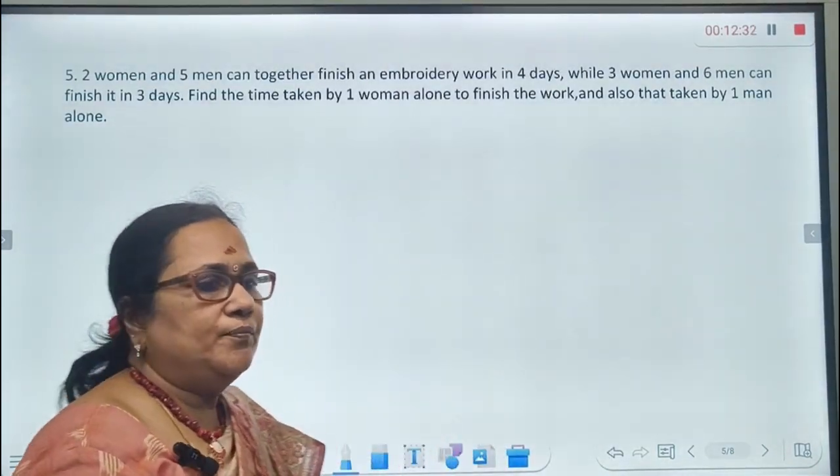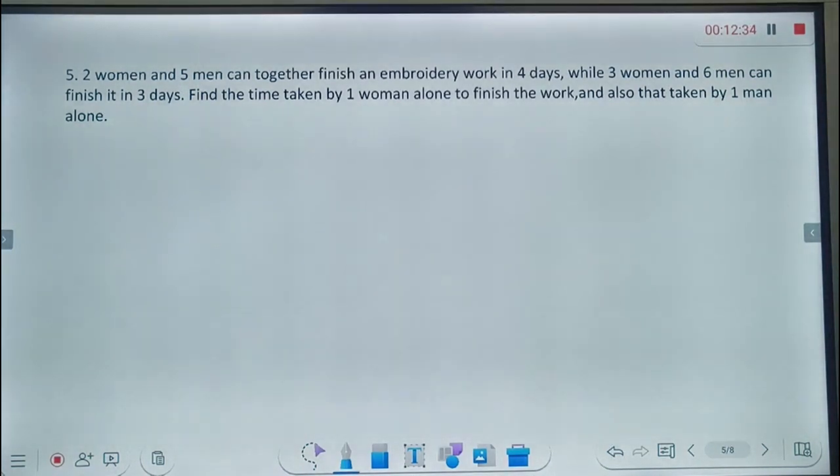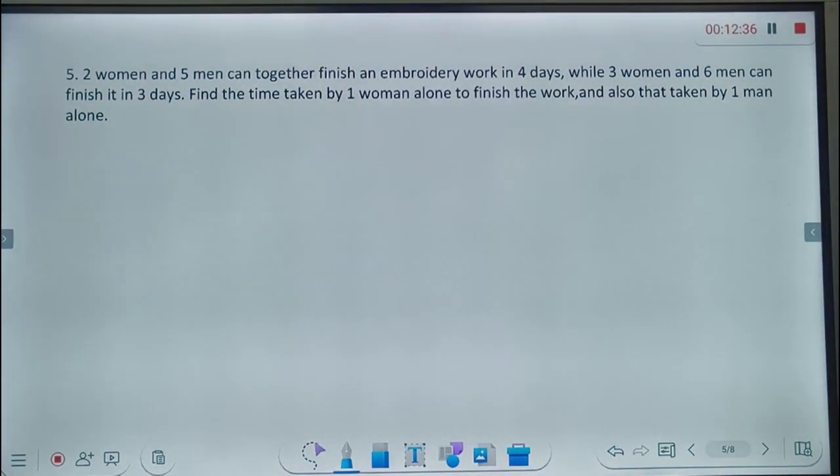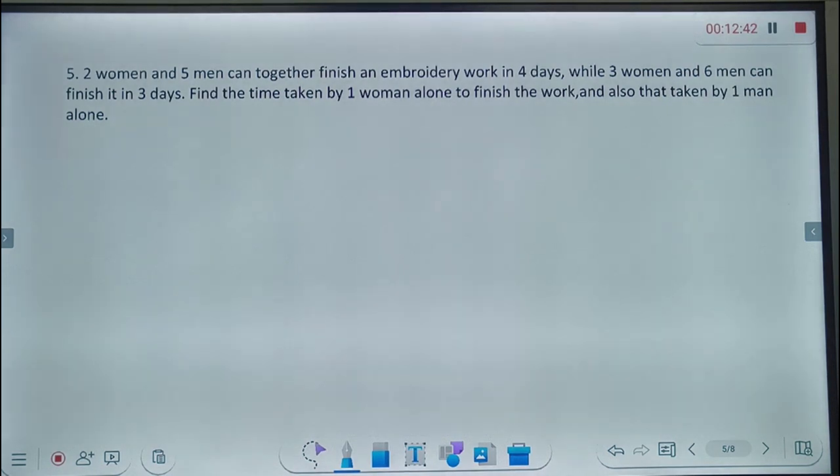Let's go to the next problem. 2 women and 5 men can together finish an embroidery work in 4 days, while 3 women and 6 men can finish it in 3 days. Find the time taken by one woman alone to finish the work and also the time taken by one man alone to finish the work.